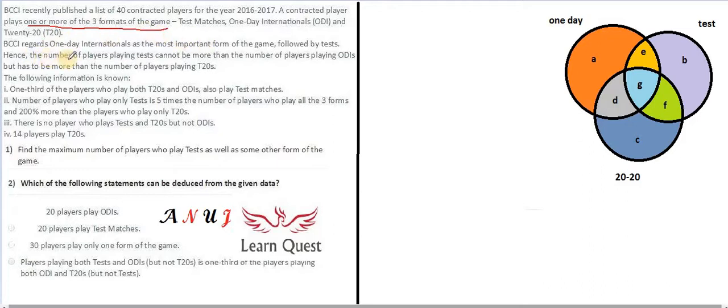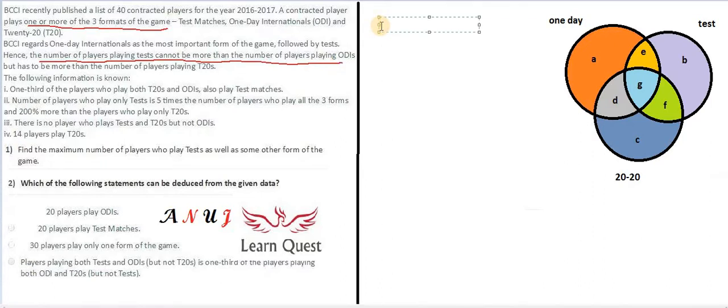BCCI regards one day internationals as one of the most important forms of the game, followed by Test. Hence the number of players playing Test cannot be more than the number of players playing ODIs. Now this statement is very important. What does it mean? It simply means that ODI is greater than or equal to Test. It will also be equal to, don't miss this, otherwise you will get a wrong answer on the first question. So the number of players playing Test cannot be more than, but it can be less than or equal to, ODI.